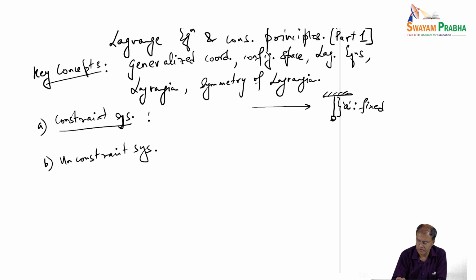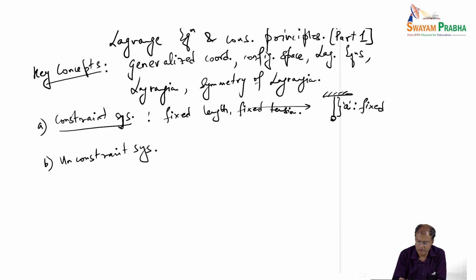We could have constraints like fixed length, or we could have constraints like fixed tension in the string, and so on. So these are typically various external constraints on the system, depending on the various external connections.